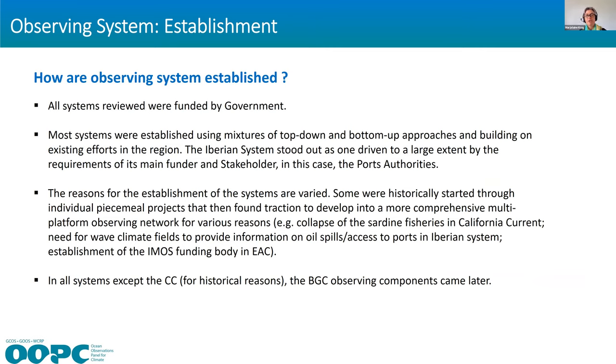One of the things we looked at is the establishment of the observing systems. We found that all the systems we've reviewed so far are funded primarily by government, and they were established using a mixture of top-down and bottom-up approaches. Some observing systems grew from individual science projects or in response to particular problems or needs. For example, the California Current system was initially established in response to the collapse of the sardine fisheries. In the Iberian system, it's the needs of the port authorities for high resolution current and wave forecasts which are the main motivation for the observing system.